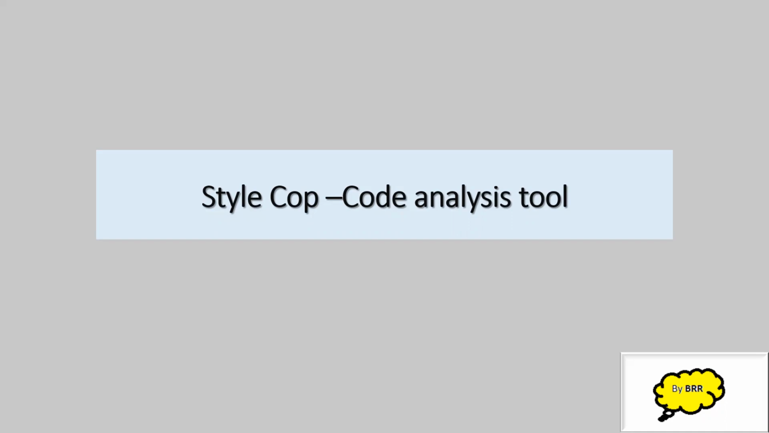Today's topic is StyleCop, a code analysis tool, and how it is going to work with .NET. StyleCop is nothing but protecting the styles of your coding standards and the coding styles which you are writing for your programming languages. Basically, it works for C Sharp .NET and C Sharp, but not for other languages.